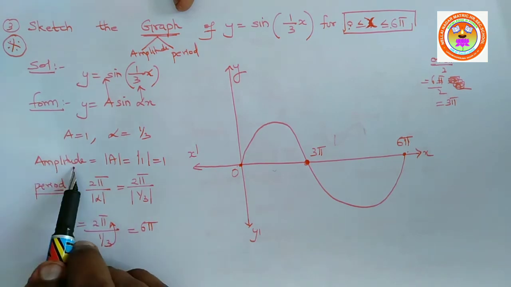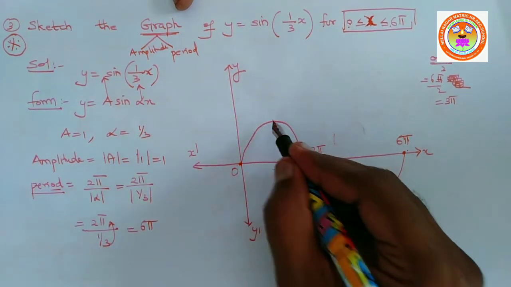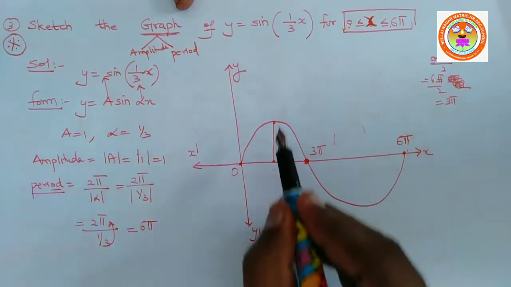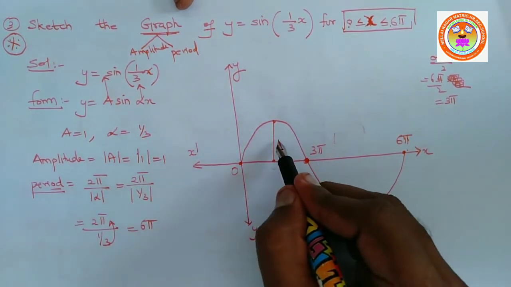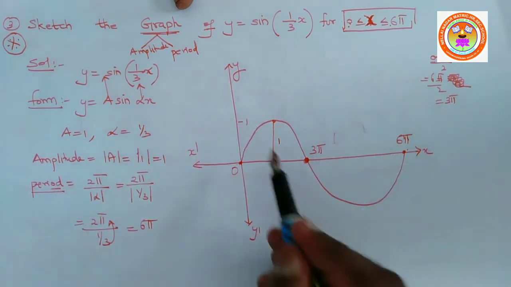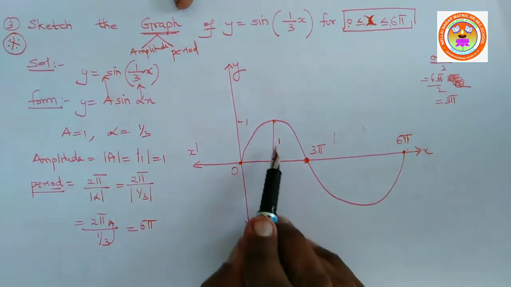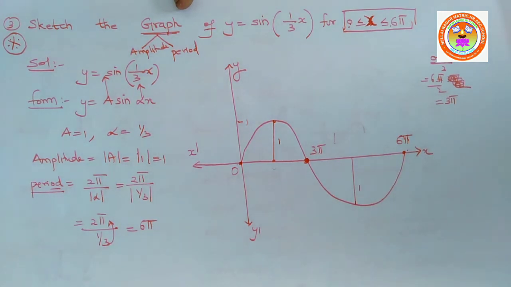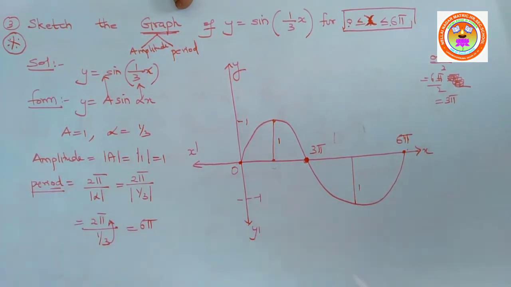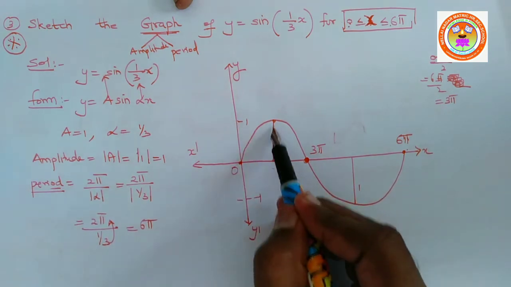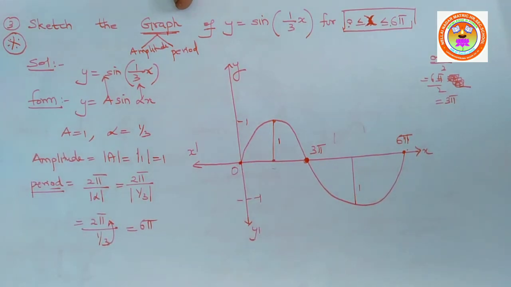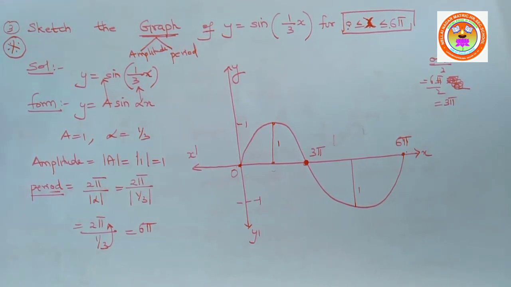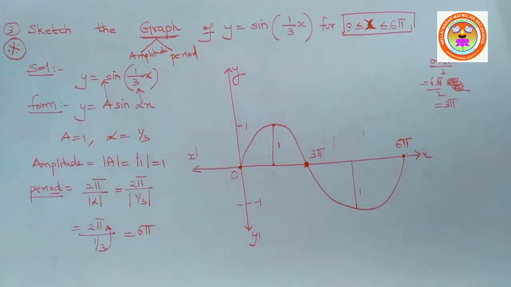So we know the amplitude. Amplitude is the maximum distance from the x axis to the curve. This is the maximum distance. It should be 1. So the maximum amplitude is 1. The maximum will be plus 1, and the minimum will be minus 1. That's all. With this, the graph is sketched. How easy the sum is? You just need to find the amplitude and period, and draw the graph.